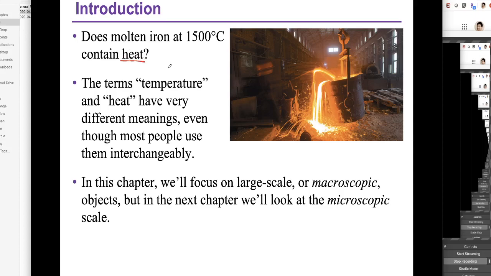And in this lecture, we talk about heat and temperature. The terms temperature and heat have very different meanings, even though most people use them interchangeably. But in physics or in science, they mean different things. We will learn it later. In this chapter, we'll focus on large-scale or macroscopic objects. And in the next chapter, we're going to take a look at the microscopic scale of similar topics.